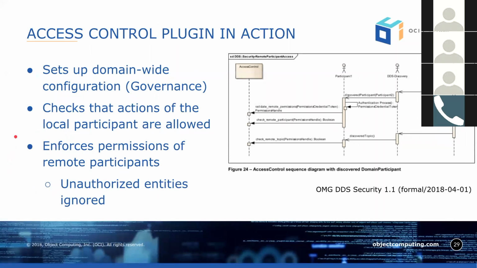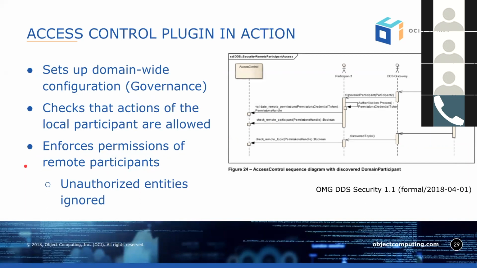Next, we'll look at the access control plugin. So the access control plugin is responsible for our domain-wide configuration as provided by the governance file. It checks that actions of local participants are allowed. So this sequence diagram is from the OMG DDS security specification, and it shows calls like validate remote permissions and check remote participant. This is the third bullet over here. We're enforcing permissions of remote participants. This is the key ability of the access control plugin.